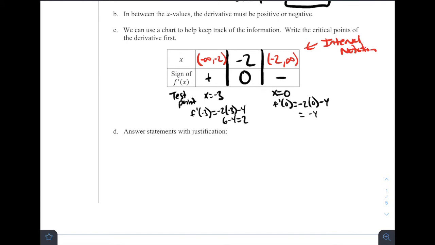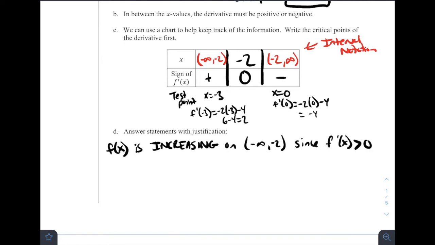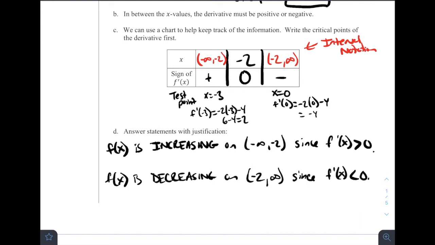So our conclusion here is we know that f of x, the original function, is increasing on the interval from negative infinity to negative 2, since f prime of x is positive. We know that a function is increasing when the derivative, aka the slope of the tangent line, is positive. Similarly, f of x is decreasing on the interval from negative 2 to positive infinity, since on that interval the derivative is negative, so f prime of x is less than 0.